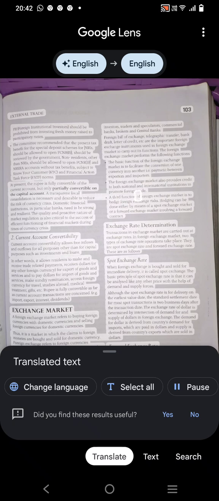A third function of the foreign exchange market is to hedge foreign exchange risks. Hedging can be done either by means of a spot exchange market or a forward exchange market involving a forward contract.